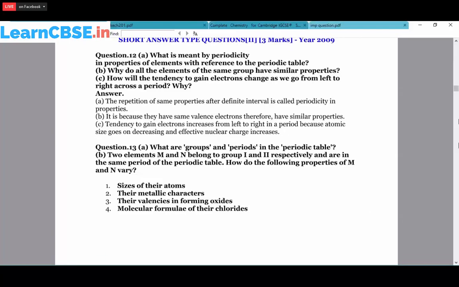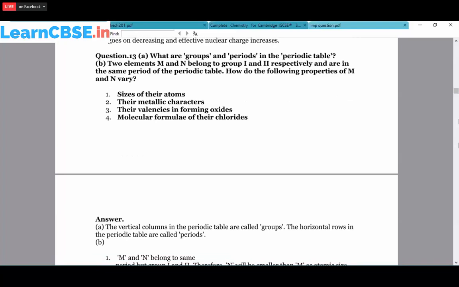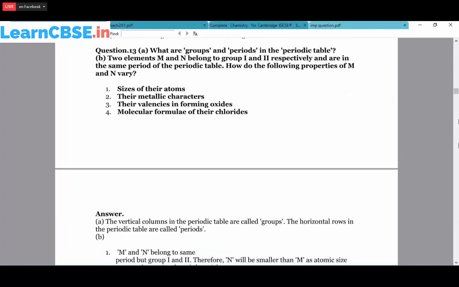Question number 13. What are groups and periods in the periodic table? Groups are nothing but the vertical columns in the periodic table. The horizontal rows we call periods.